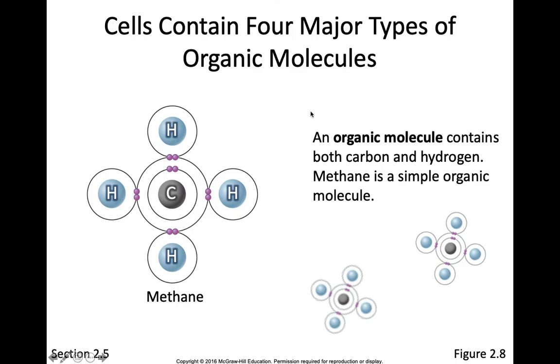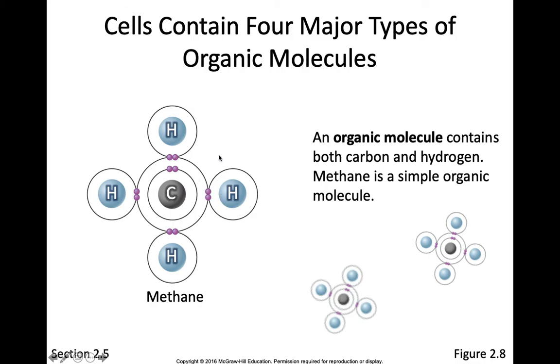So what is an organic molecule? An organic molecule is something that contains carbon and hydrogen bonded together. And the key word there is that they are bonded together. And it is only going to contain those guys that are bonded together. You can have more things.